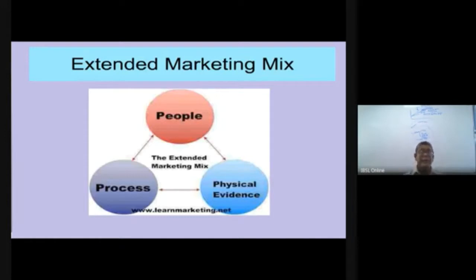We as bankers, remember, bankers or anybody, any organization, try to work along with these 7Ps.